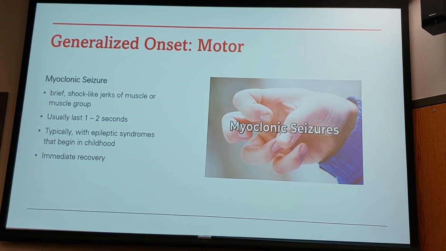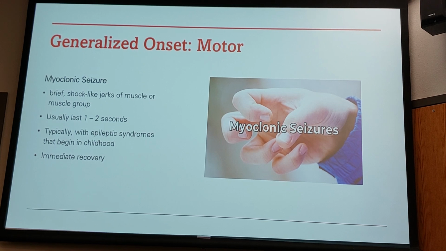And so the myoclonic seizure. So myo, you know, is muscle. So this should be a reminder that this is a particular muscle or muscle group. Again, this one occurs pretty quickly, typically with epileptic syndromes, usually in childhood. And this is a quick recovery. So anything that's 1 or 2 seconds is not typically going to have a prolonged postictal state.